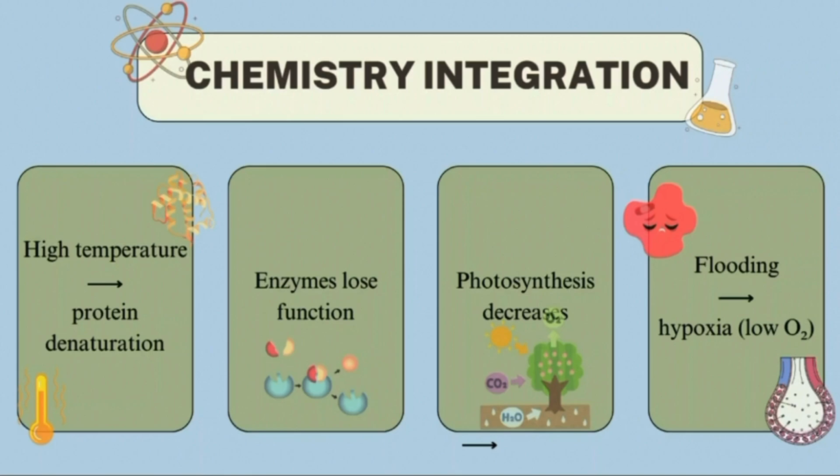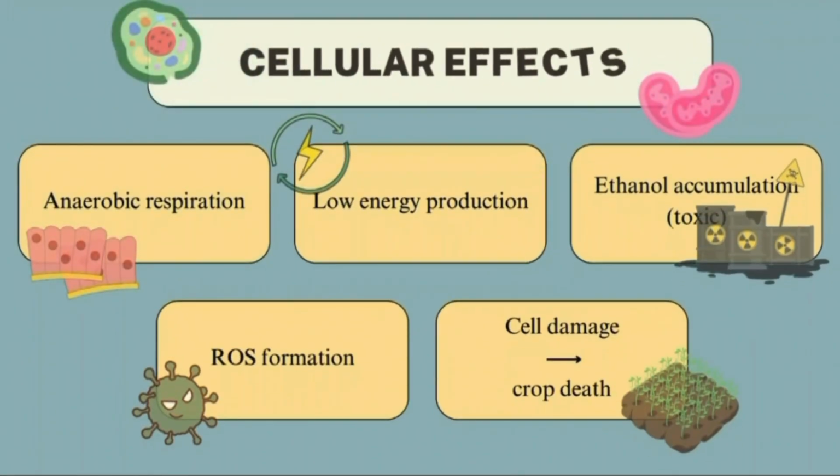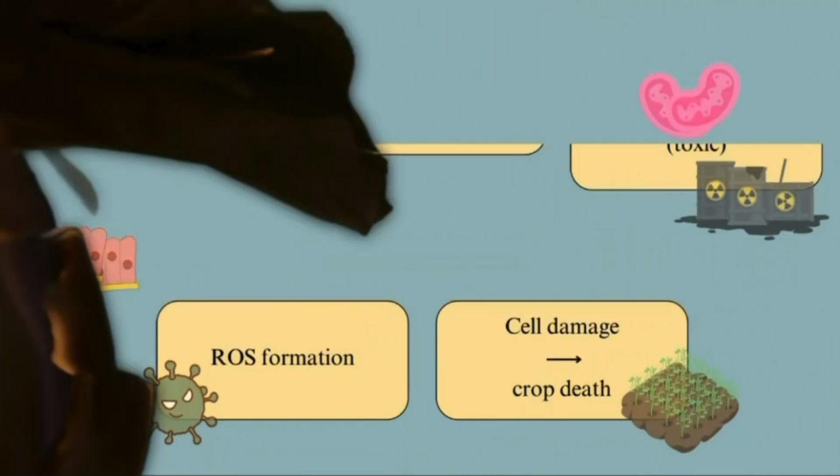In addition, flooding creates a condition known as hypoxia, which means a lack of oxygen in the soil. Waterlogged soil prevents oxygen from reaching plant roots. In this condition, plants switch to anaerobic respiration, which produces much less energy and may lead to the accumulation of toxic substances like ethanol. This process also triggers the formation of reactive oxygen species, or ROS, which can damage plant cells and eventually lead to crop death. The impacts of this flood were devastating, affecting both the environment and human life.